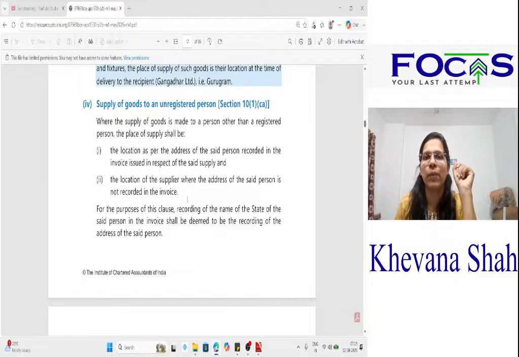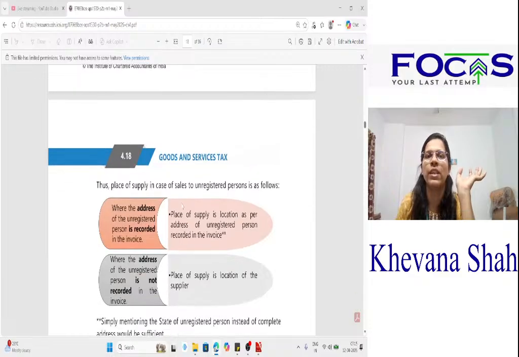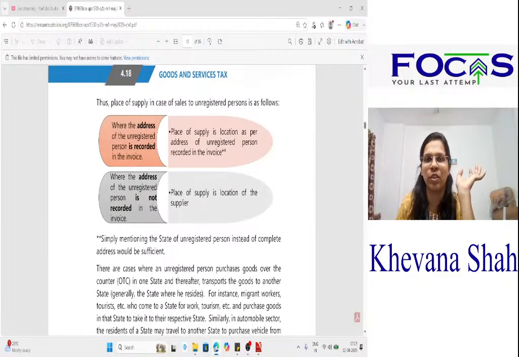Then in case of supply of goods to an unregistered person, the location as per the address of that person recorded in the invoice, or the location of the supplier where the address of said person is not recorded in the invoice, and even if the name of the state is mentioned of that person in the invoice, then that shall be deemed to be recorded as the address of the said person. Okay.